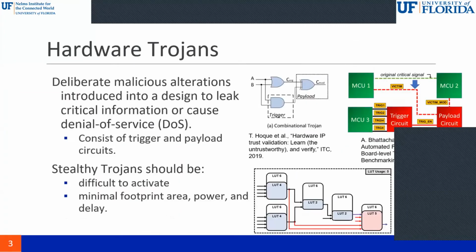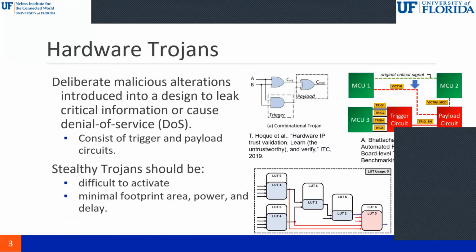Hardware Trojans are deliberate malicious alterations, and they cause two main effects: denial of service or leaking critical information like a key to a cryptographic circuit. In general, they have a trigger circuit and a payload circuit.